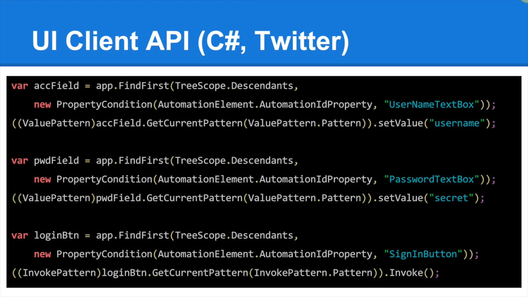Let's take the Twitter app as an example. Here is a snippet written in C# showing the usage of UI Automation client API. As you can see, you have to locate the UI element with a certain condition first. Before you can interact with it, you have to retrieve a specific pattern supported by the element.